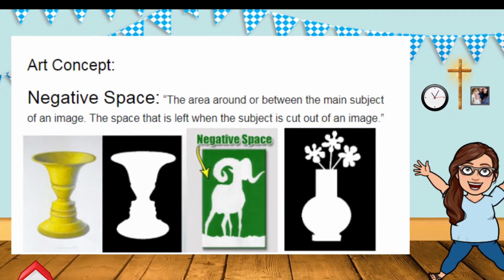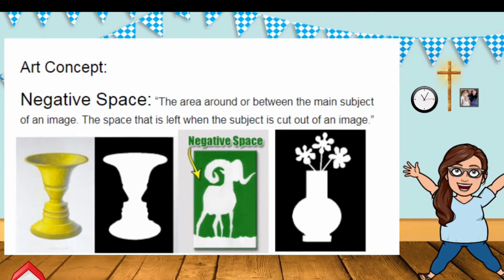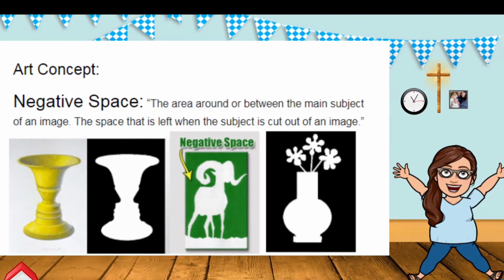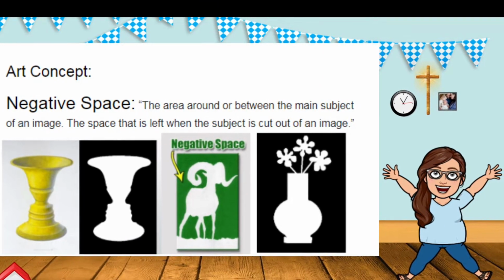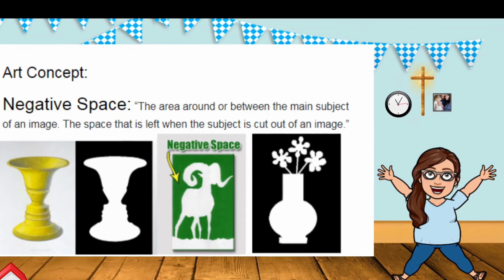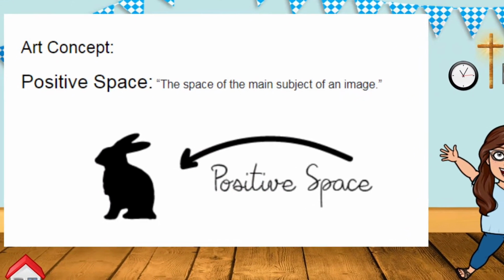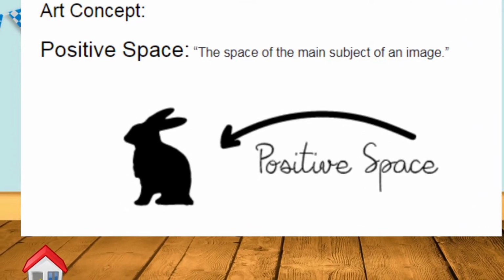Let's talk about negative space. This is the area around or between the main subject of an image. The space that's left when the subject is cut out of an image. So you can see the green in the center around the ram, that's negative space. Conversely, positive space is the space of the main subject of an image. So you're seeing a positive space of a bunny.